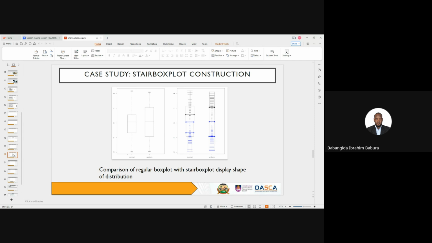But in the stair box plot case, you can see that for the normal data, which is symmetric, the lower quad bin, that is quad bin 1, and the upper quad bin have the same width, while the middle quad bins, which are the second and third quad bins, also have the same width. So we can see the symmetry in the middle and the symmetry at the tails displayed in clear terms. But for the uniform, you can see all the quad bins have almost the same width, and that shows exactly the behavior of the uniform distribution.